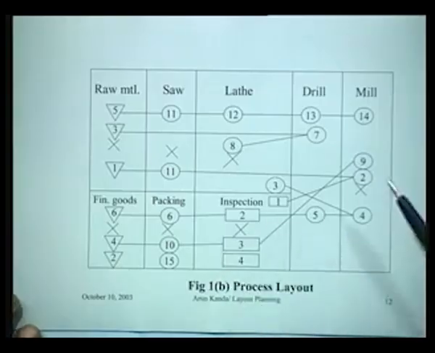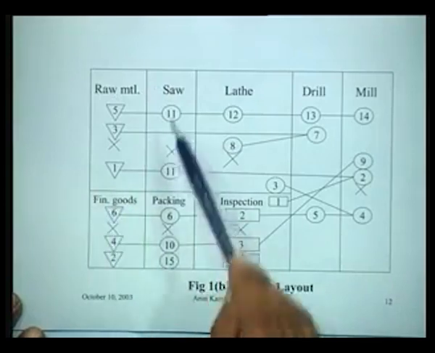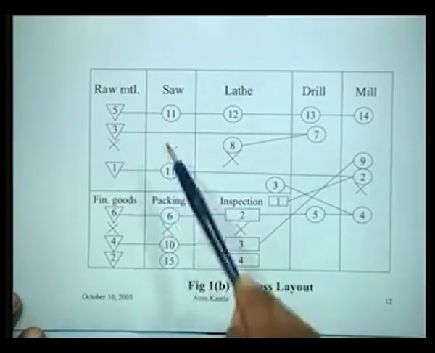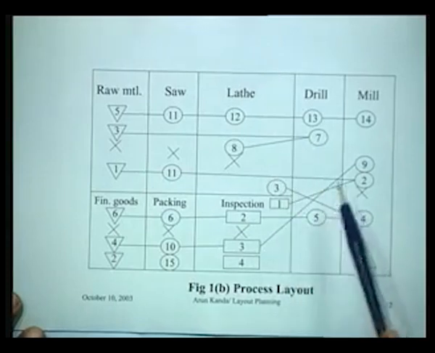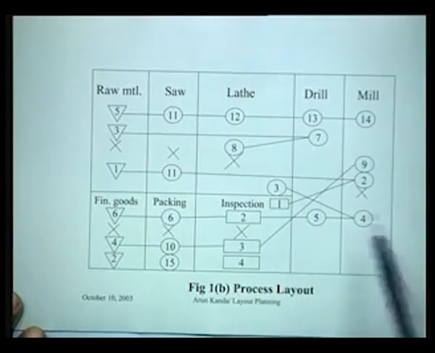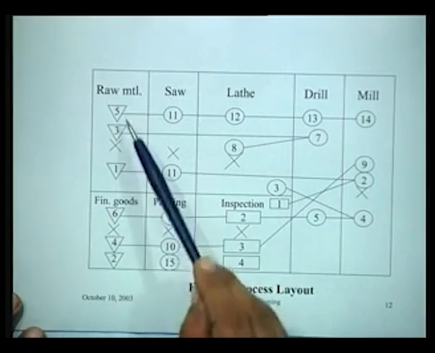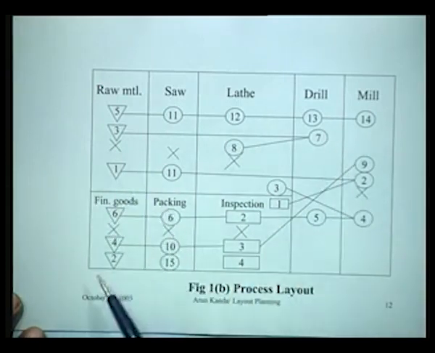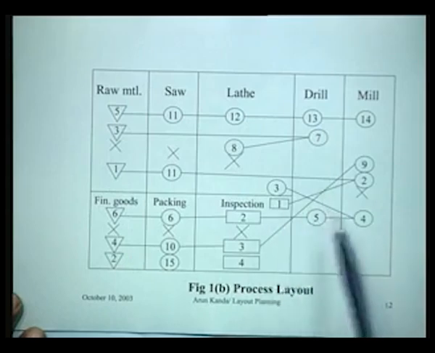Let's assume that we have a process layout for the same thing. So what we have is these different departments: raw material storage, saw department where sawing of the material is done, the lathe department, the drilling department, the milling department, the inspection, the packaging and finished goods. And here again we have different products which we try to move. These products move according to their needs, so there is a lot of crisscrossing. Typically this is the kind of thing that happens in a process layout.